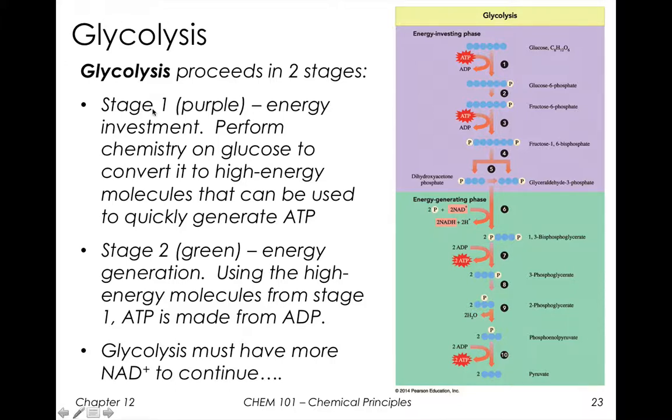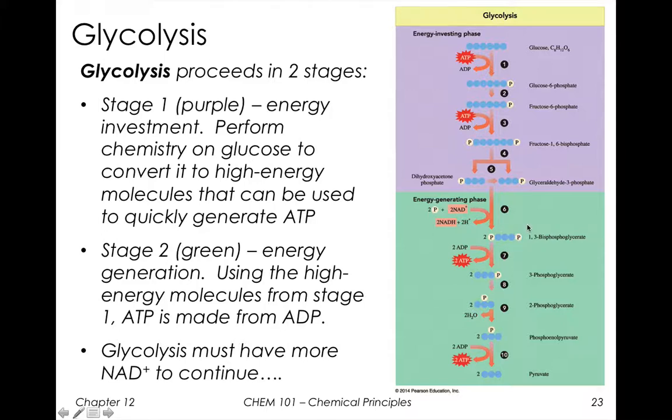So we can think about glycolysis proceeding in 2 stages. In the first stage, which we have shown in purple here, we call this the energy investment stage because we actually have to use up ATP to get this process started. The whole idea is that we're going to be decorating our glucose molecule here with phosphates, and that creates high energy species. So we're going to generate high energy species in this first phase, so this is an energy investment phase.